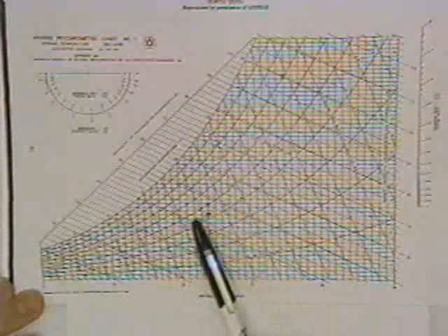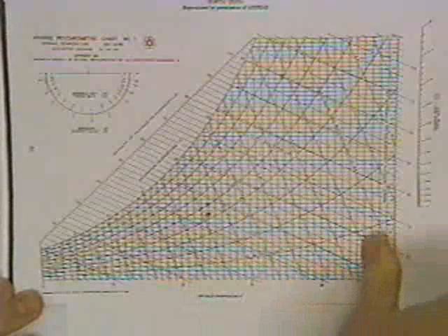So the first thing we'll do is work a very simple problem that's just a direct lookup problem, just to look up some values on the psychrometric chart. And then after that, we'll work a problem or two where we have to use psych charts and also use commercial pressures.